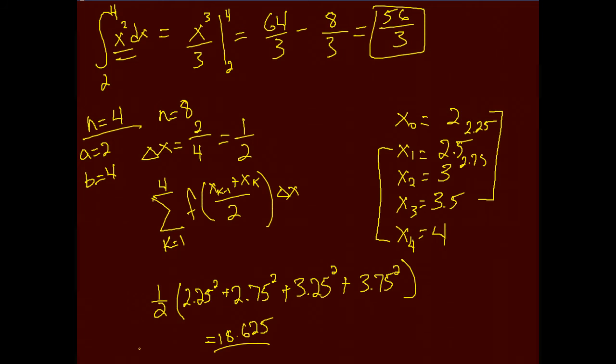So let's compare that with our exact result of 56 thirds. If we write 56 thirds as a decimal, it is approximately 18.667. It's 6 repeating. That's close, but how close are we? Let's find our error, our absolute and our relative error. Our approximation here, our approximation M, was 18.625. We know the exact answer is 18.6 repeating.